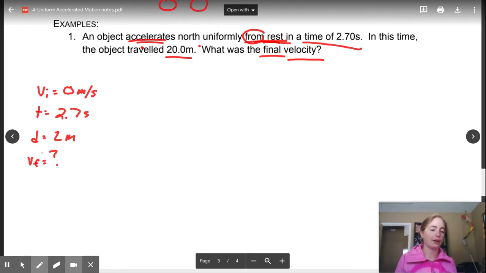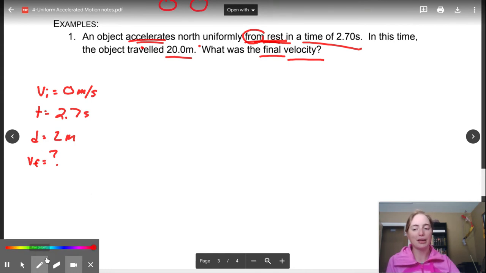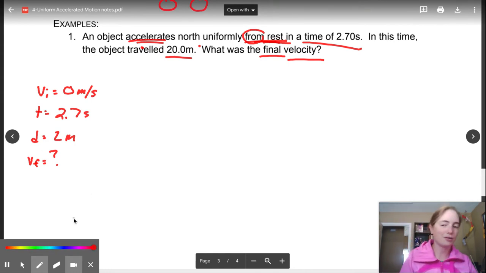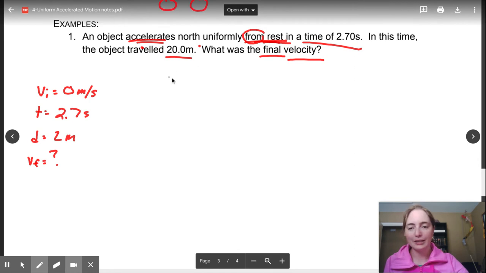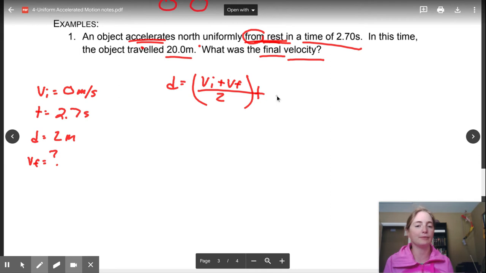Okay, so notice how I did that. I went through each of my acceleration equations and I picked the one that has all of the variables I need. Well, in this case, D is going to equal VI plus VF over 2 brackets times your time.